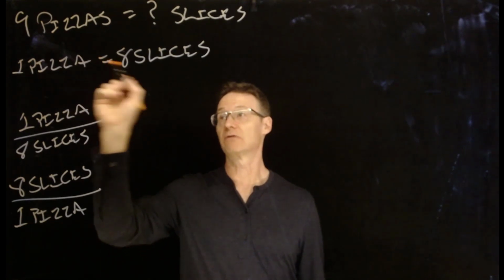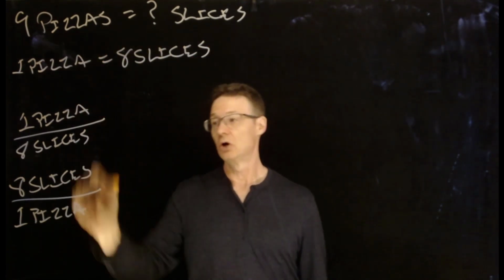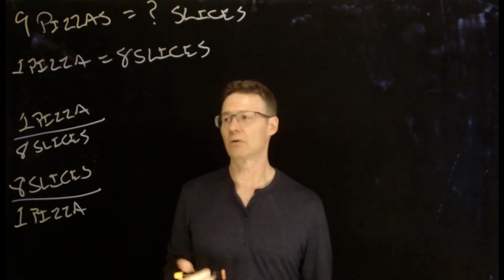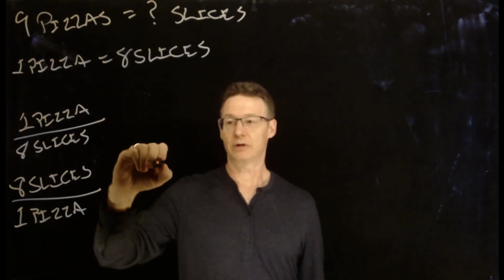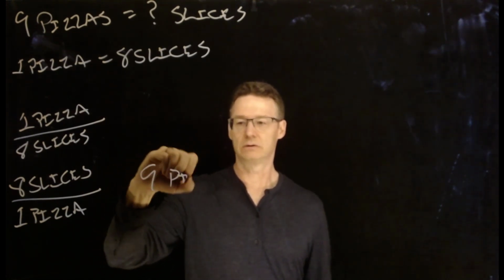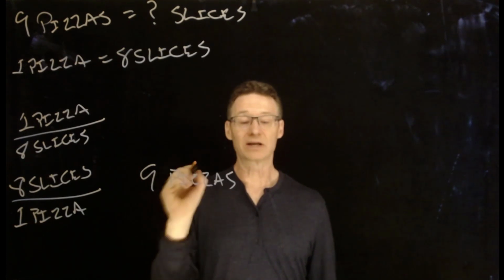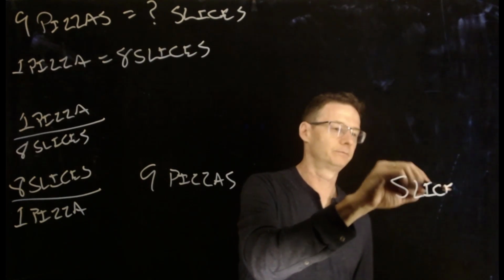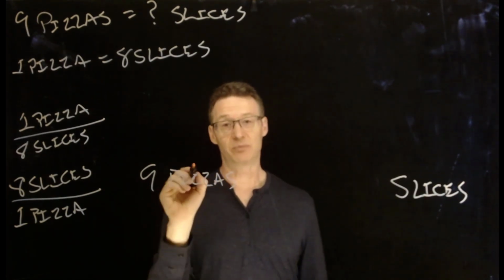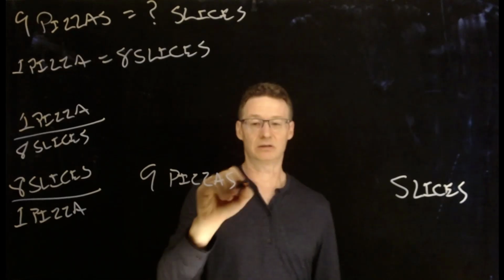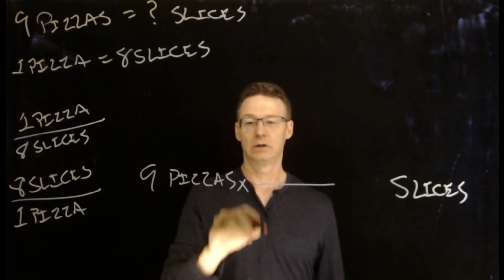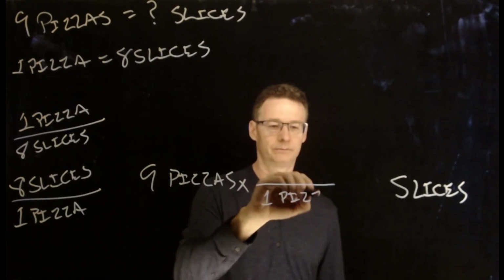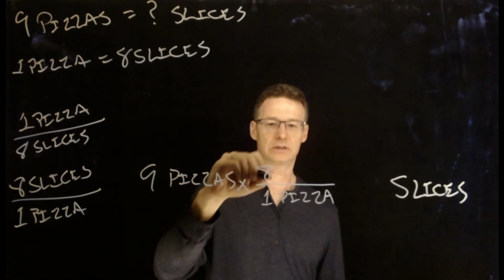So now, in order to convert 9 pizzas to a certain number of slices, we're going to use one of these conversion factors. Which one do we pick? Well, what I always like to do is look at what I'm starting with. I'm given 9 pizzas. I want to get rid of the unit of pizzas because I want my answer to be in slices. So in order to get rid of that pizza unit, I need pizzas to be on the bottom of my conversion factor. So I'm going to use this conversion factor here. 1 pizza is on the bottom. 8 slices is on the top.